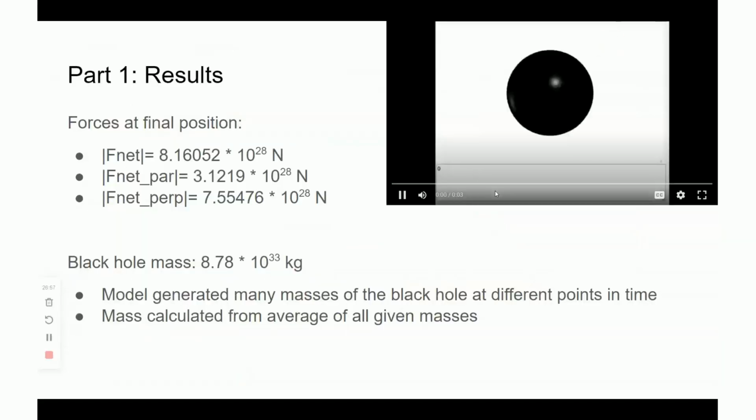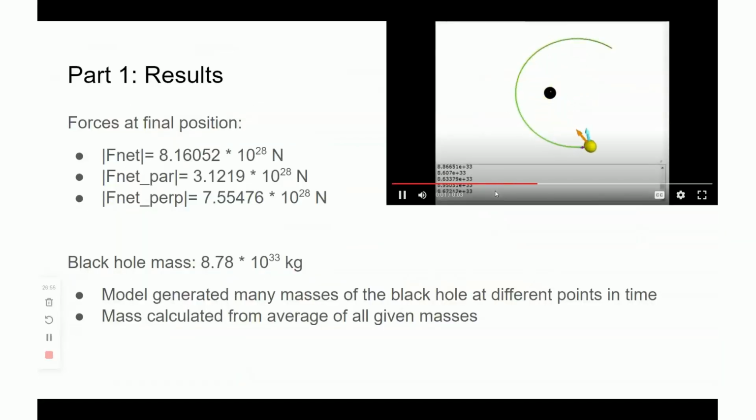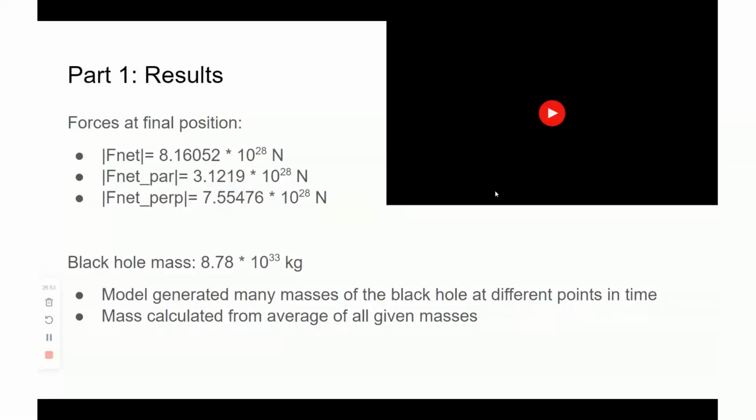So when we did this, this is the video here. Note that the force vectors are largest closest to the black hole, which is what we expect because the distance is less. You can see the different magnitudes of the forces at the final position, but ultimately we found that the mass of the black hole was about 8.78 times 10 to the 33 kilograms. And this is just by taking the numbers that the model generates for us and averaging them out.